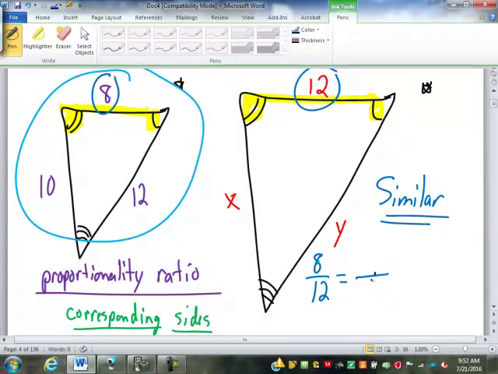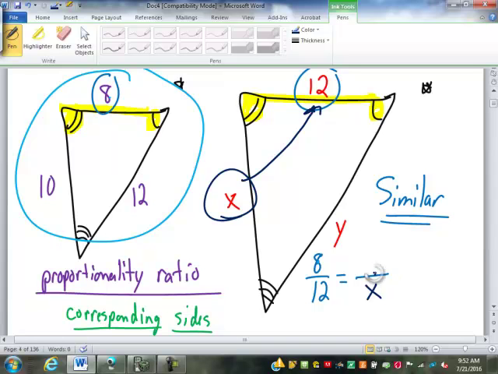Now over here, I need to decide which of my missing sides I need to find. I'm going to look for x. Does x go on top or bottom? Bottom. Why? Yeah, it's from the triangle that the 12 is in, so it has to go with the 12. That triangle is represented by the bottom of this ratio.